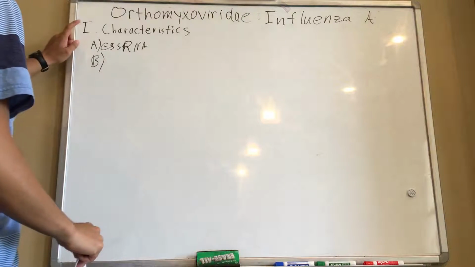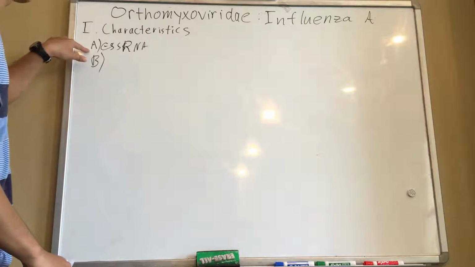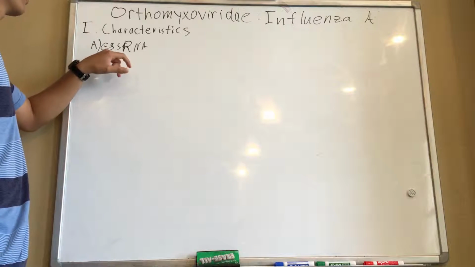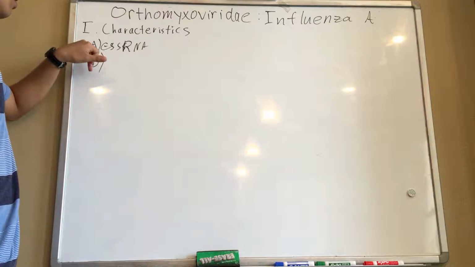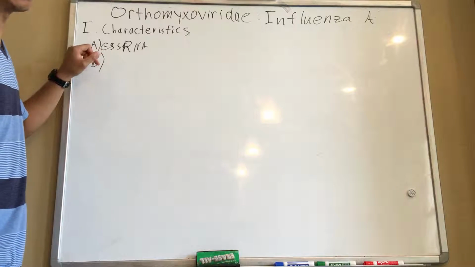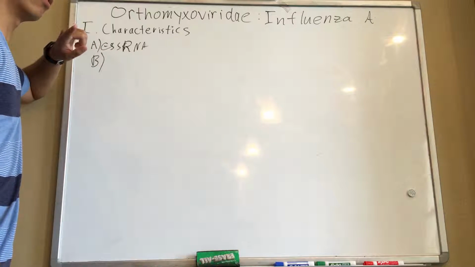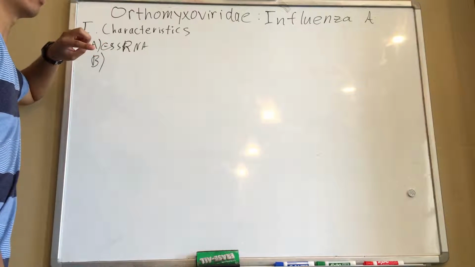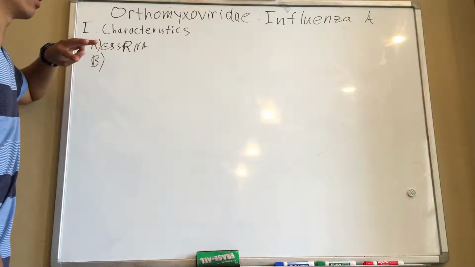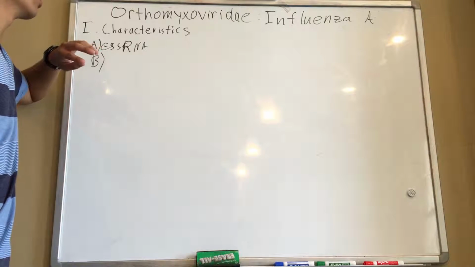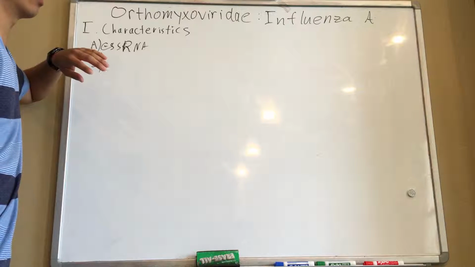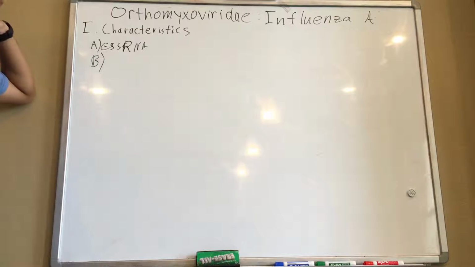Now, characteristics. The first is that it's a negative single-stranded RNA virus. So far in this class we've covered the Coronaviridae, which is positive single-stranded RNA, and then Rhabdoviridae, which is negative single-stranded RNA. Then Paramyxoviridae, which is negative single-stranded RNA, and then Orthomyxoviridae, which is negative single-stranded RNA.